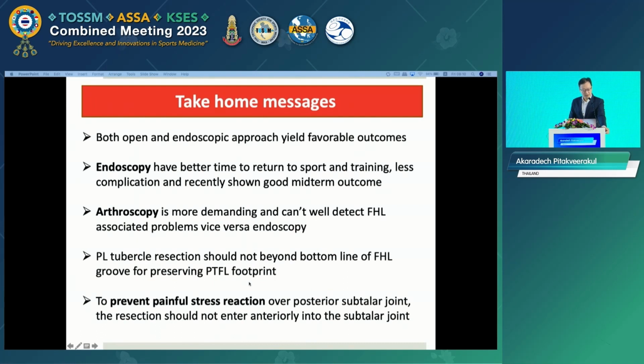Okay, take home message. Both open and endoscopic approaches give a favorable outcome. Endoscopy has a better time to return to sport and training, fewer complications, and recently shows good midterm outcome. Arthroscopy is more demanding and can detect FHL-associated problems well, and vice versa for endoscopy. PL tubercle resection should not go beyond the bottom line of the FHL groove, to preserve the PTFL footprint. And to prevent the painful stress reaction over the posterior subtalar joint, the resection should not enter anteriorly into the subtalar joint. Thank you.